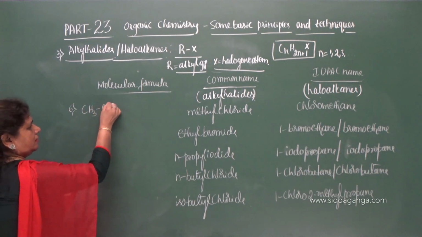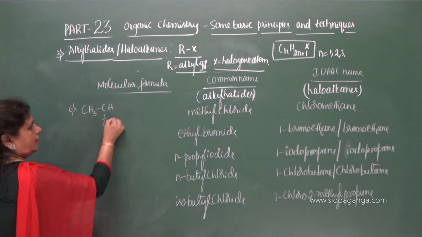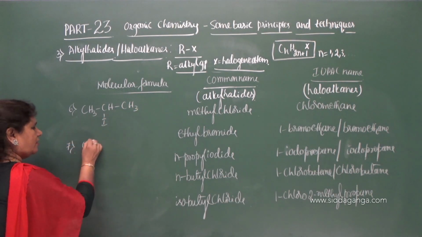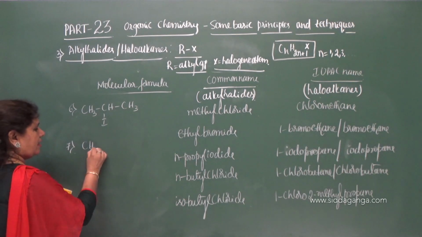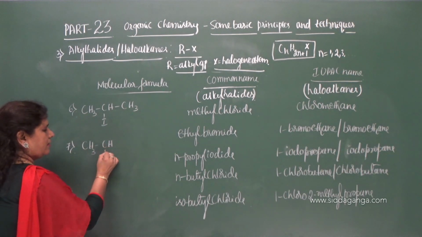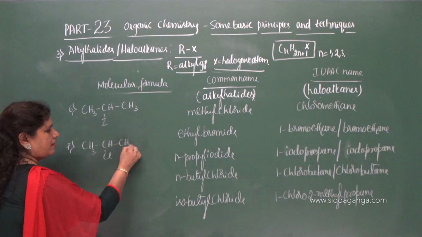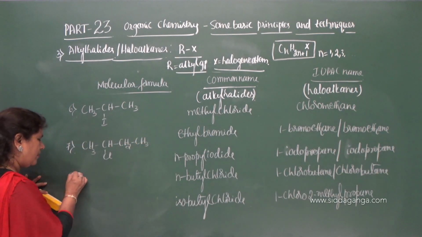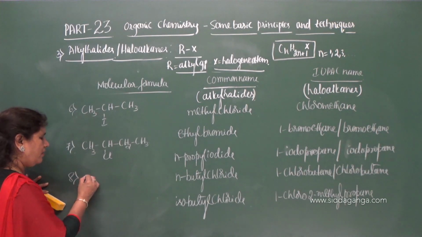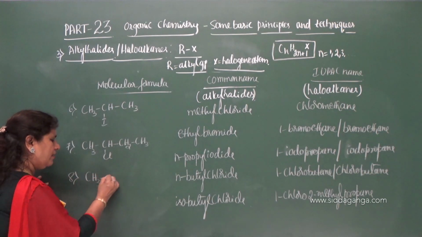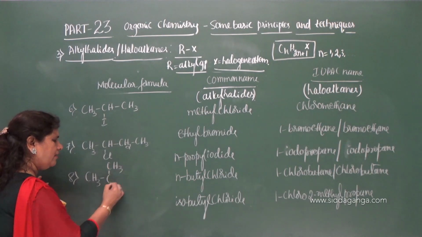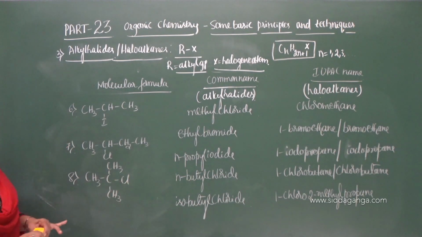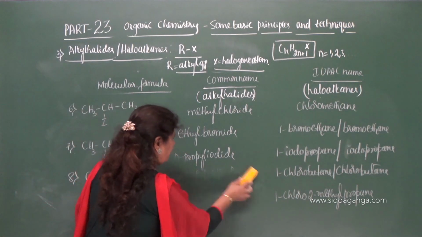6th one, CH3CHICH3. 7th one, CH3CHClCH2CH3. 8th one, CH3C(CH3)CH3Cl. So let me give the example.